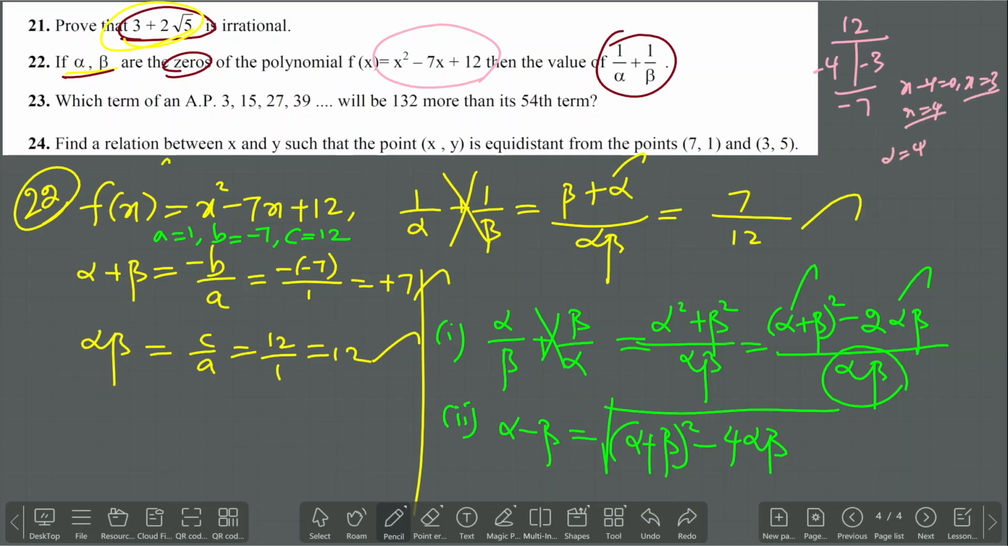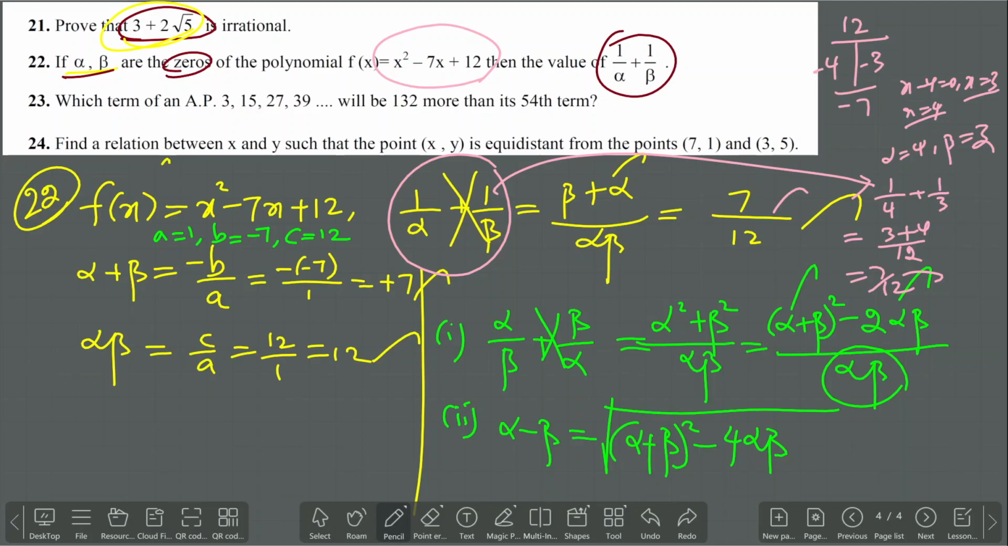So alpha equal to 4 and beta equal to 3, you substitute here, what is it you see? 1 by 4, 1 by 3, take cross multiply, you will be getting 1 3s are 3, 1 4s are 4, 3 4s are 12, 7 by 12. You will be getting the same answer, okay, same answer.